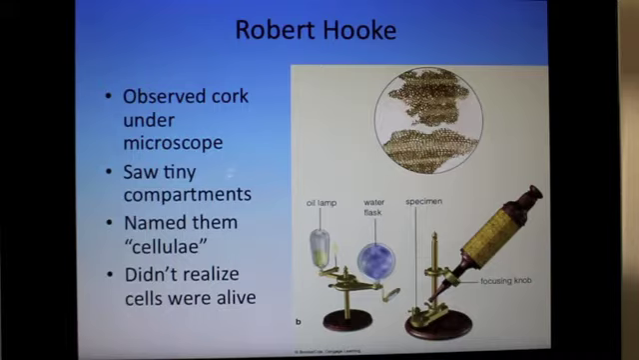Good wine has cork. So anyway, Robert Hooke observed cork under the microscope and saw in it tiny compartments. He named these compartments celluli. But that's where we get our word for cells. So Robert Hooke basically named cells. However, he didn't realize that cells were alive.